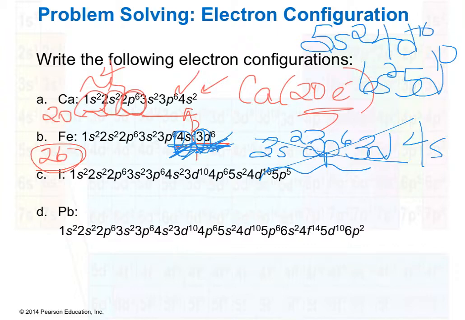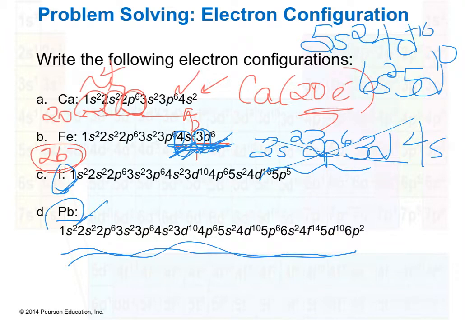Now with that in mind, if you haven't already tried them, I would suggest shutting off the video, turning away, and seeing if you can do iodine and lead by yourself. And at a minimum, write down the order here of orbitals from lowest to highest and make sure you commit it to memory.